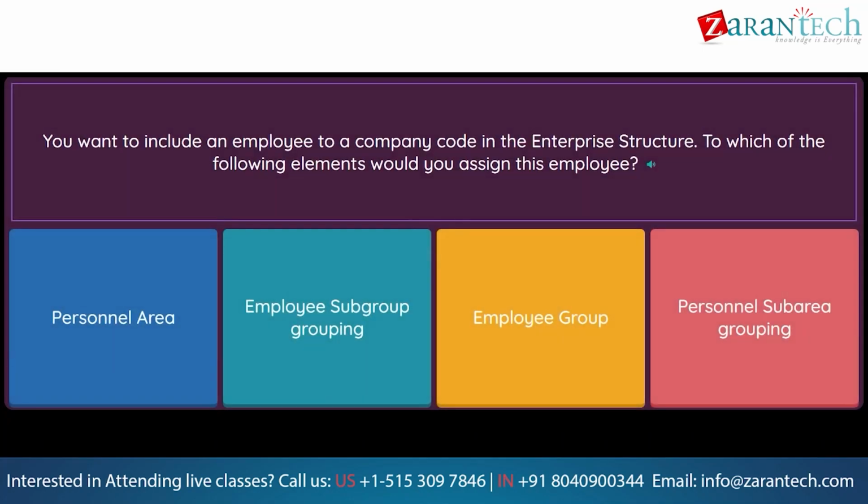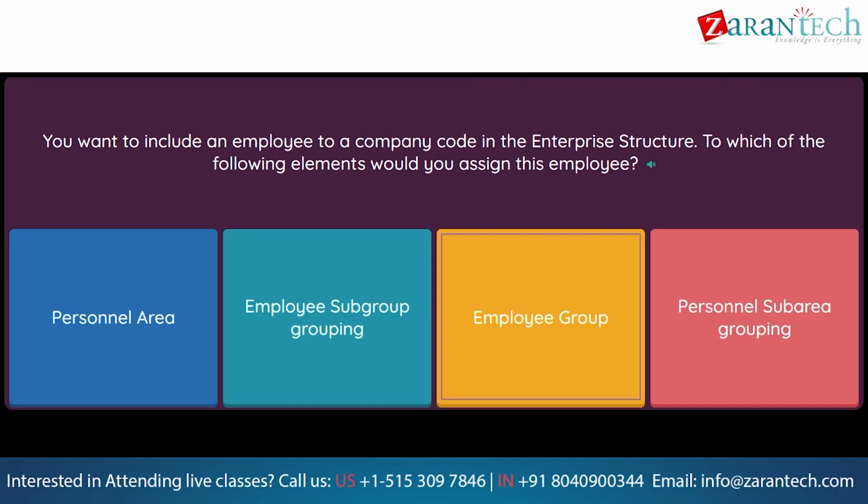Question: you want to include an employee to a company code in the enterprise structure. To which of the following elements would you assign this employee? Option 1, personnel area. Option 2, employee subgroup grouping. Option 3, employee group. Option 4, personnel sub-area grouping.